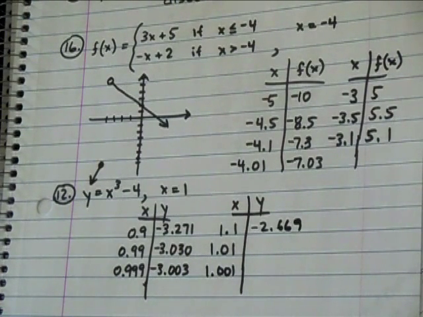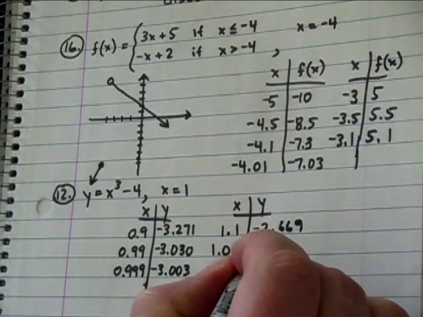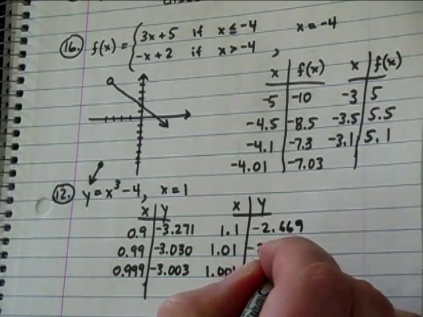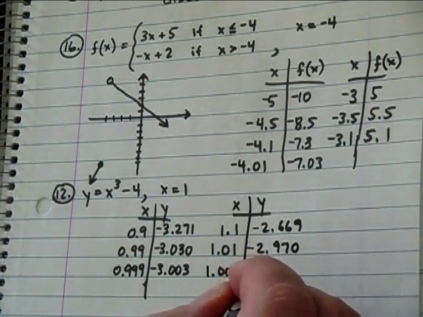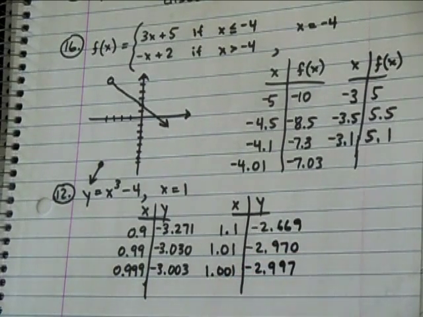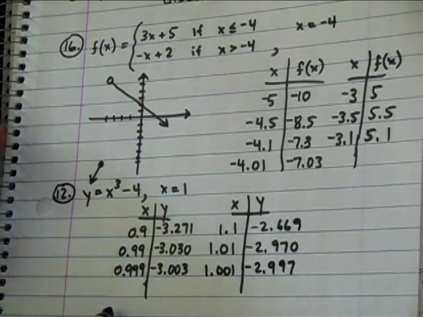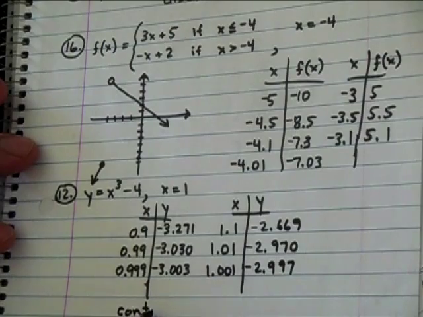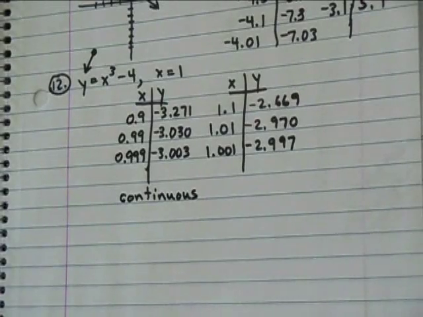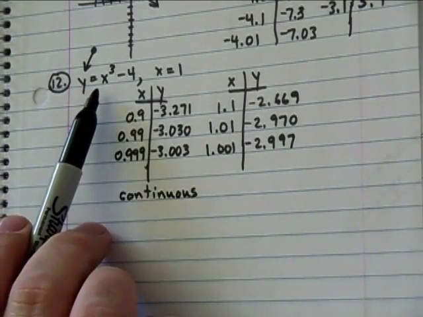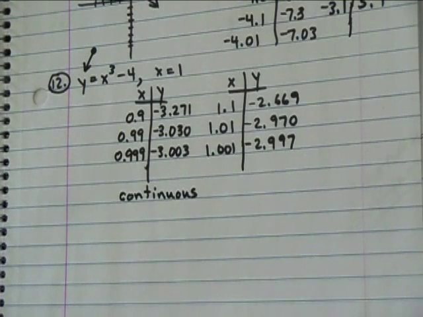1.01 raised to the third power and then subtract 4, I get negative 2.970 if I'm rounding to 3 decimal places. And then 1.001 raised to the third power and then subtract 4, I get negative 2.997. So it looks like these are also approaching negative 3 for their y value. So in this particular case, it appears that the function is continuous at a value of x equal to 1. And in fact, this particular function is a polynomial. So polynomials are continuous everywhere that they're defined.